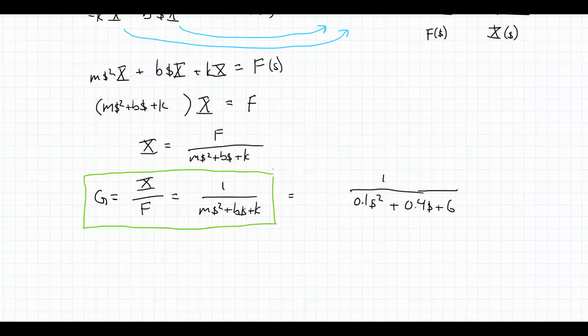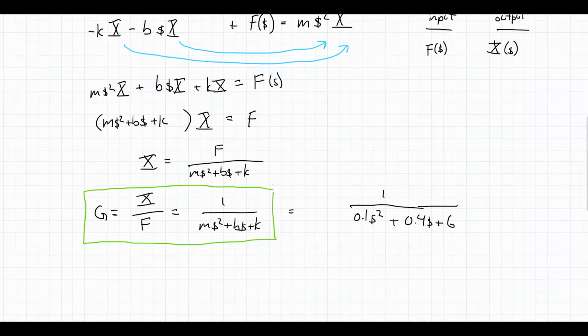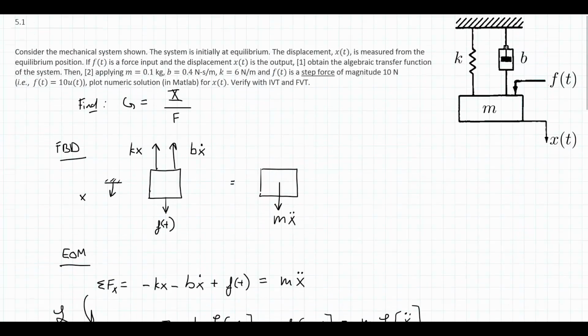Now we'll get specific and say in this problem that that force input is going to be a 10 magnitude step force. So 10 Newton step force. And what we want to look at is what happens to x of t starting at time equals 0. So we immediately apply this step function to it. What happens to the displacement of that mass?